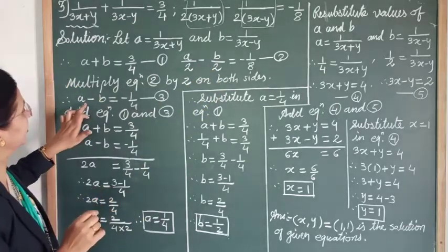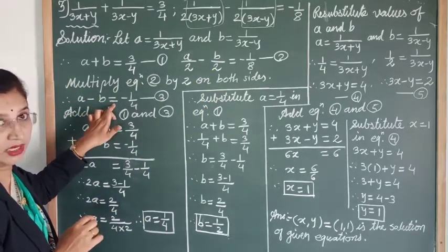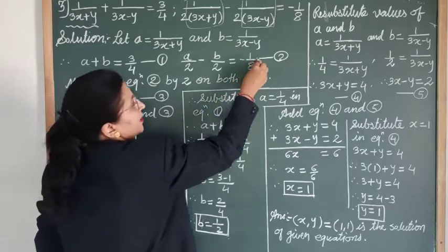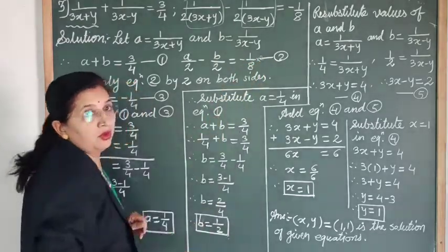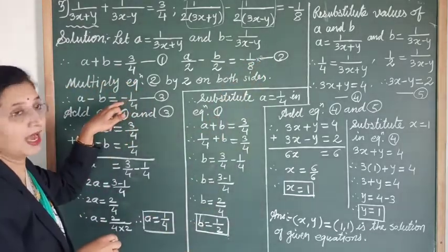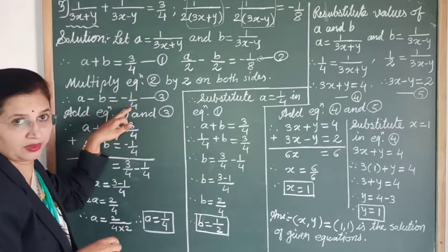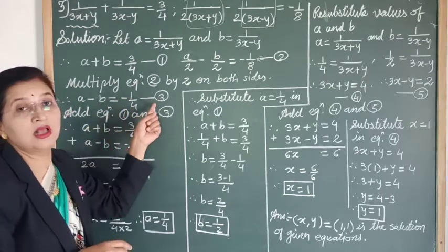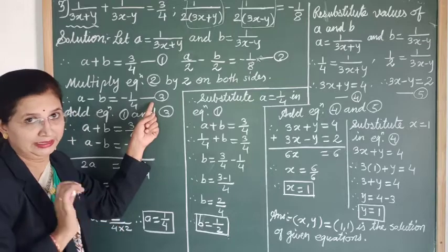Okay, so we will get the equation a minus b is equal to, as it will be multiplied by 2, so 2 ones are 2, 4 twos are 8. So we will get the RHS as negative 1 upon 4. Okay, so we got the new equation. So let's give it the number 3.